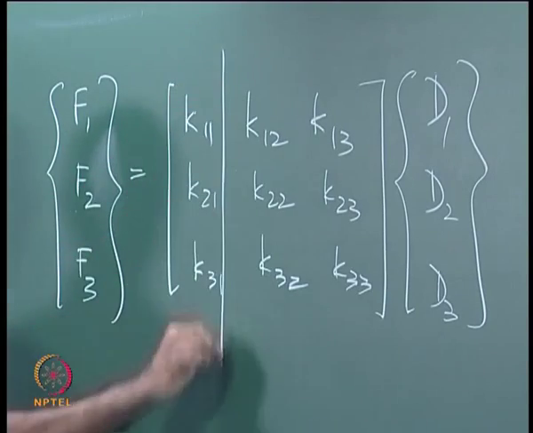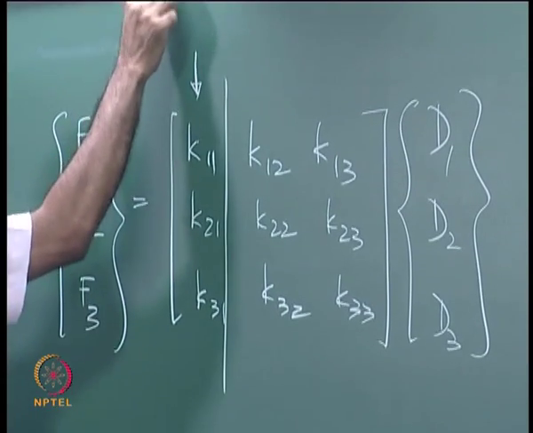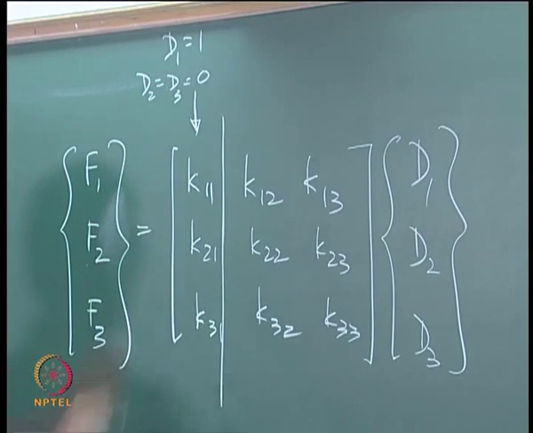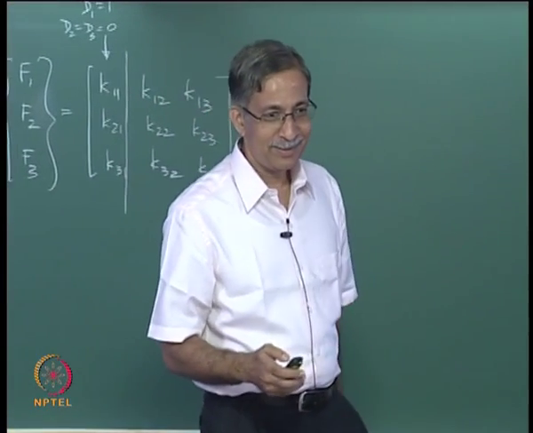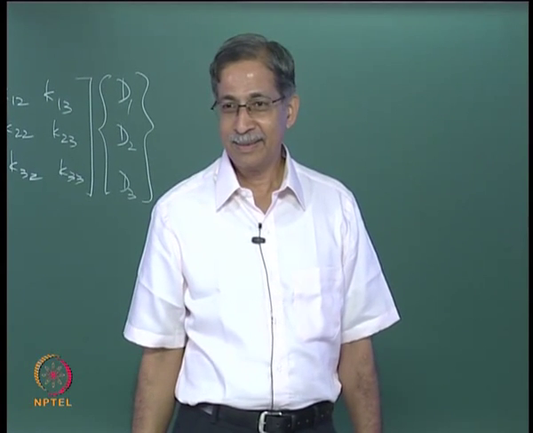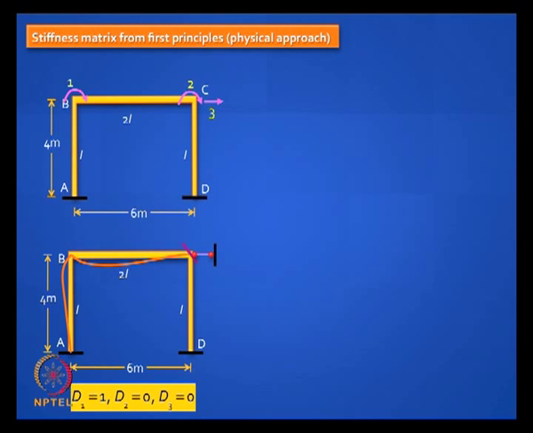So to fill this column, we need to draw a sketch. What will it look like? It should look like this, right? Only a unit rotation at B, no translation, no rotation at C, right? Okay. Can you draw the next one? Can you draw the sketch that you need to do for this one? What will it look like?